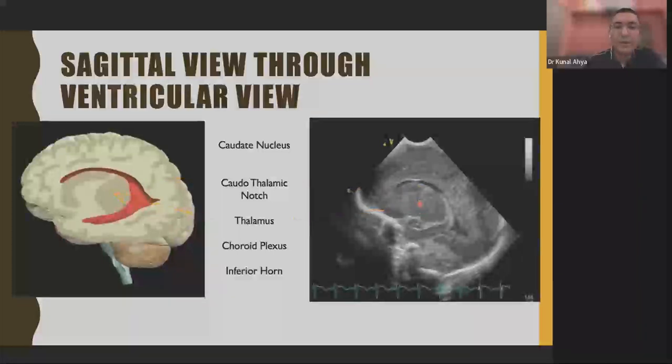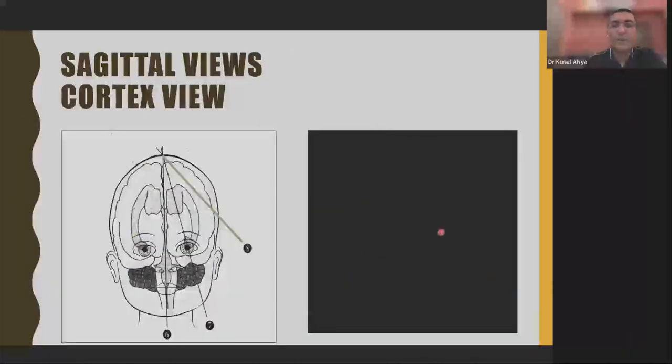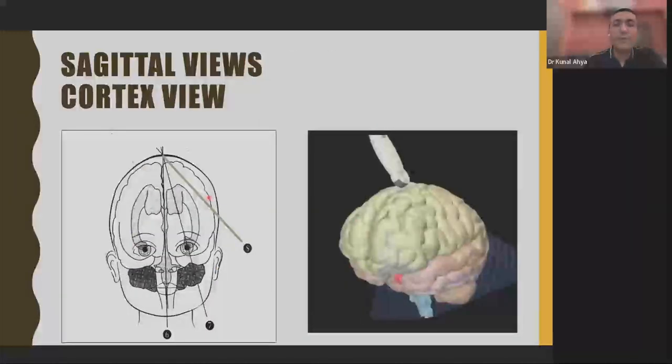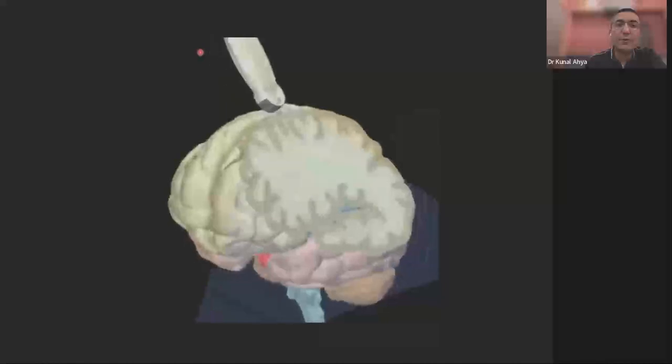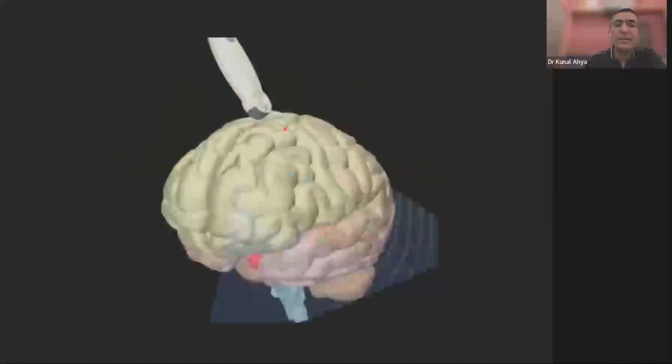So this is thalamus, and this hyperechoic or bright structure which we see starting just posterior to the caudothalamic notch is the choroid plexus, which is going inferiorly also. Okay, so this is the choroid plexus and below is the inferior horn of the lateral ventricle. Okay, so again we'll move more laterally, that is through the cortex of the brain. So once we have angulated the probe more laterally, these are the structures we'll identify.